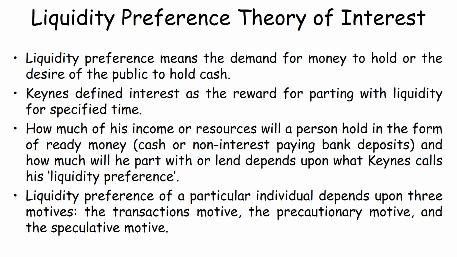How much of his income or resources will a person hold in the form of ready money or cash or non-interest paying bank deposits, and how much will he part with or lend, depends upon what Keynes calls his liquidity preference. Liquidity preference of a particular individual depends upon three motives: the transactions motive, the precautionary motive, and the speculative motive.